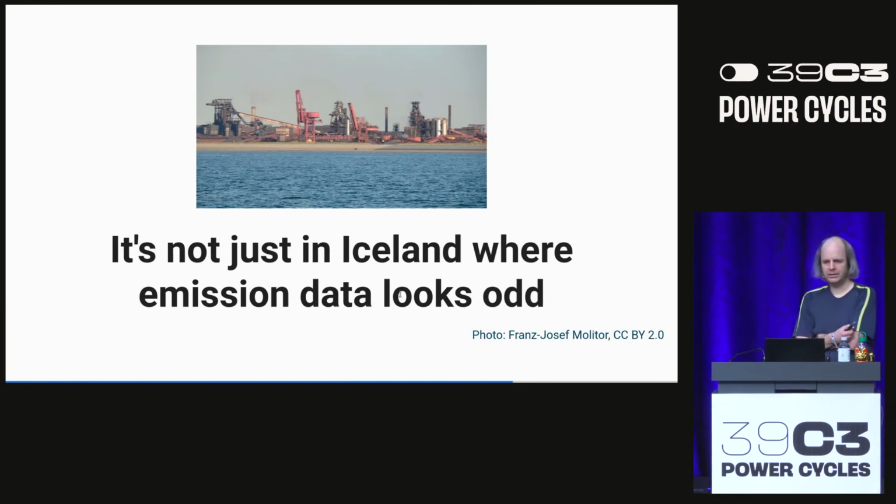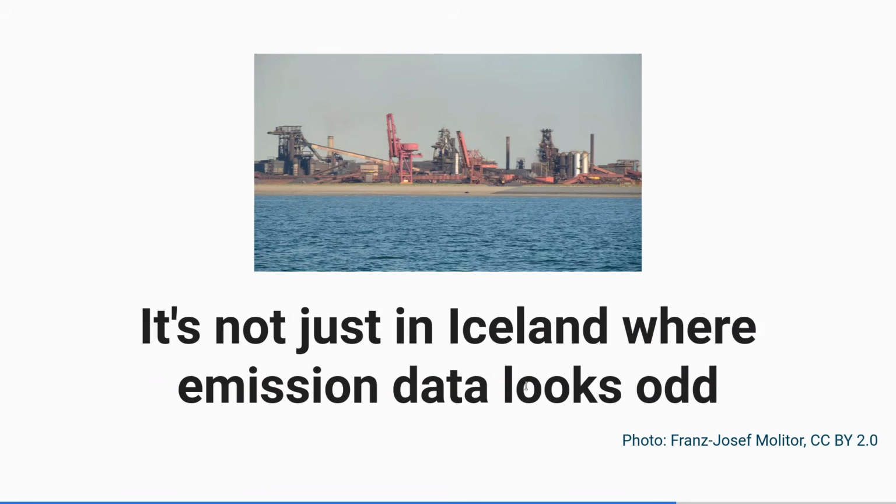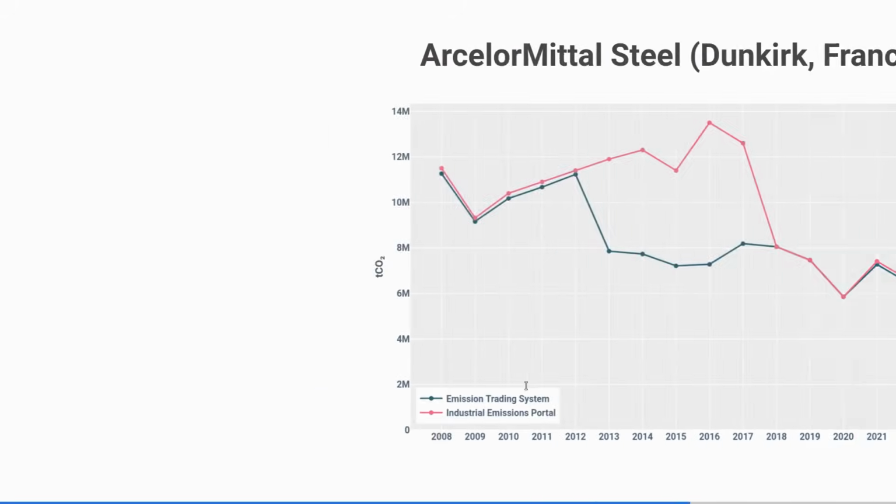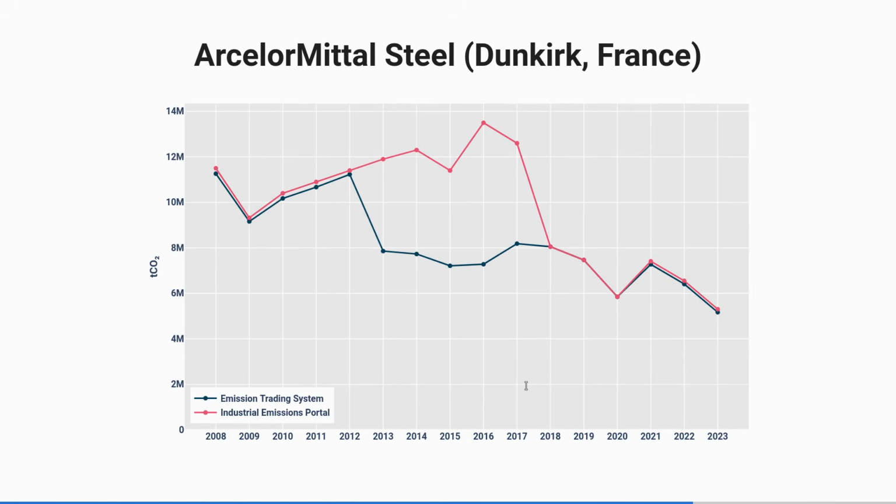But it's not just in Iceland where emission data sometimes looks odd. This is a steel plant in France, in Dunkirk. And this is how their emissions look. So these are the CO2 emissions from these two data sources. And of course, they should be the same. It doesn't matter which database we look at, their CO2 emissions in a certain year should be the same. And in many years, they are roughly the same. I mean, maybe some rounding issues, but I would say 2012 and everything before that looks kind of right, and 2018 and after that also looks kind of right, but in between they are different.